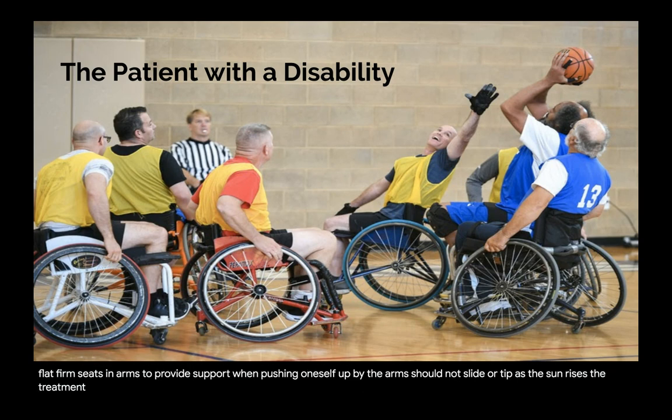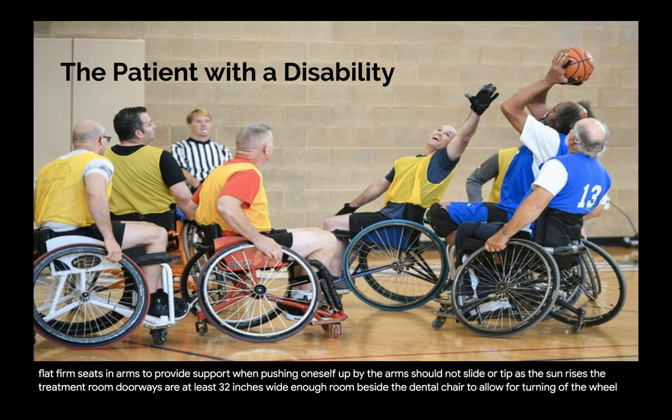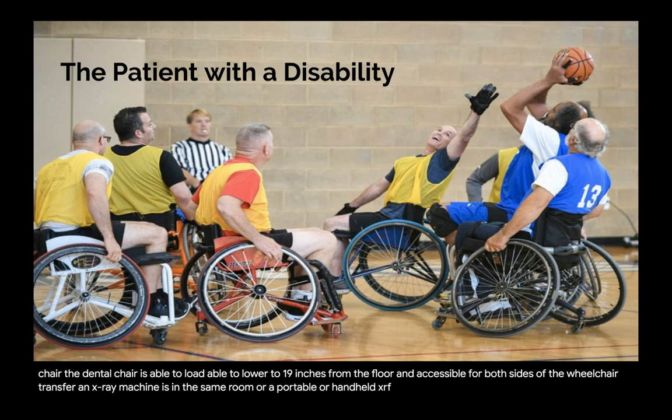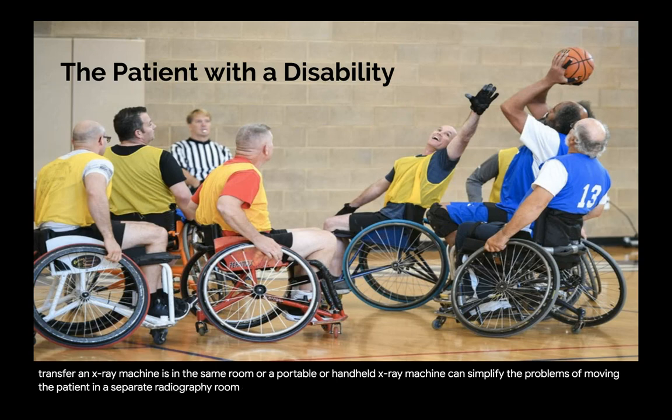The treatment room. Doorways are at least 32 inches wide. There is enough room beside the dental chair to allow for turning of the wheelchair. The dental chair is able to lower to 19 inches from the floor and is accessible for both sides of the wheelchair transfer. An x-ray machine is in the same room, or a portable or handheld x-ray machine can simplify the problems of moving the patient to a separate radiography room.